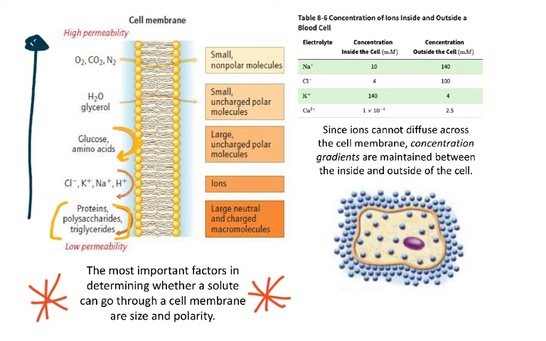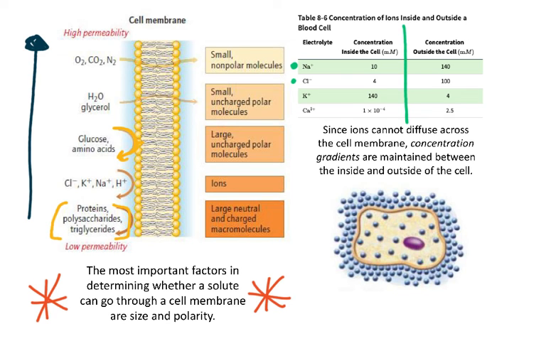If we look at table 8.6, we can see the concentration gradients that occur inside and outside the cell. And notice they are all different, but also very, very different in each row, right? So sodium ions inside the cell have a concentration that's maybe 10 millimolar, 10 millimoles per liter. But outside the cell would easily be 140 millimolar. So a huge concentration gradient, as well as for chloride, 4 inside the cell and 100 outside the cell.